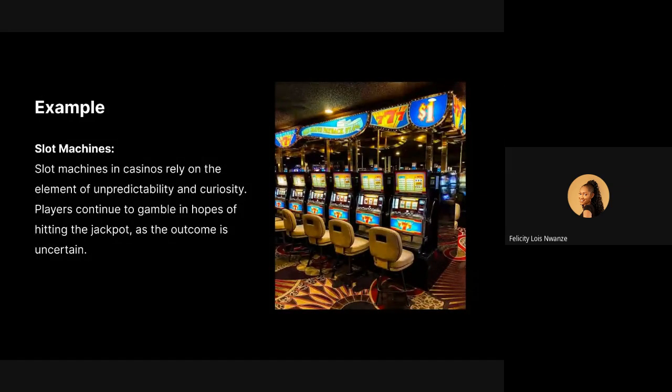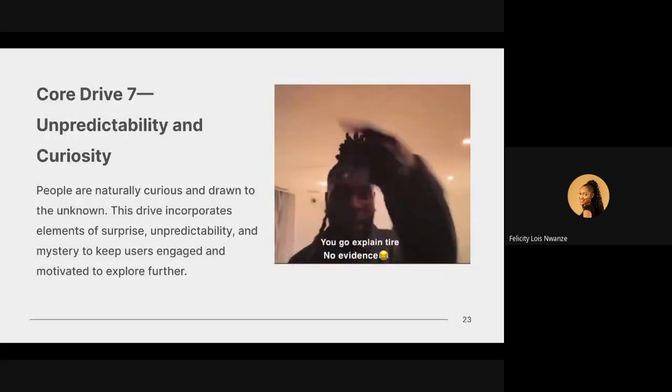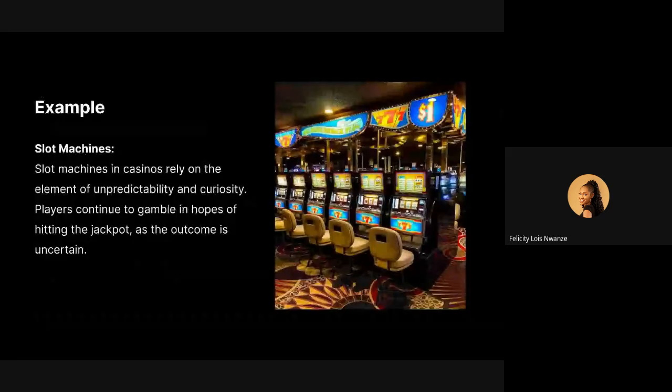So an example of where this unpredictability and curiosity is being applied in a real life situation is in gambling, in casinos. The fact that players continue to gamble in the hope that they will hit a jackpot, right? Because the outcome is uncertain. So they keep going. Now you've put in this amount, you go again next time, you put in a higher amount. So this is something that casinos and gambling machines, all those slot machines, have bought into, and it's something that you can also apply to your digital designs, like when you're thinking about your design process.